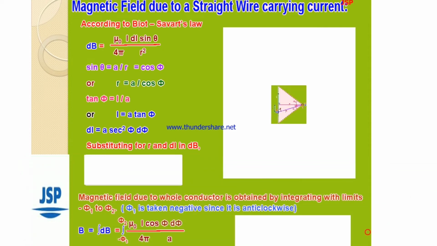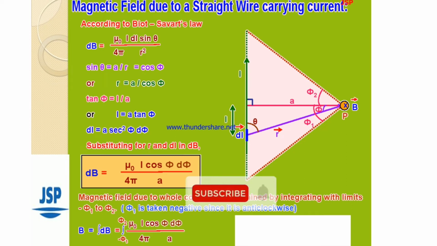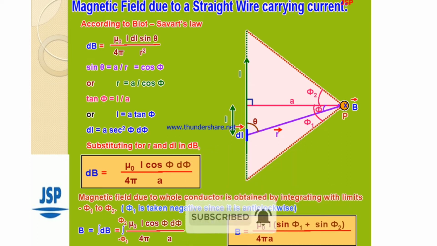Today I am going to explain the magnetic field due to a straight wire carrying a current. Here we consider a long straight wire carrying a current I. Let P be a point at a distance a from the wire where the magnetic field is to be calculated.